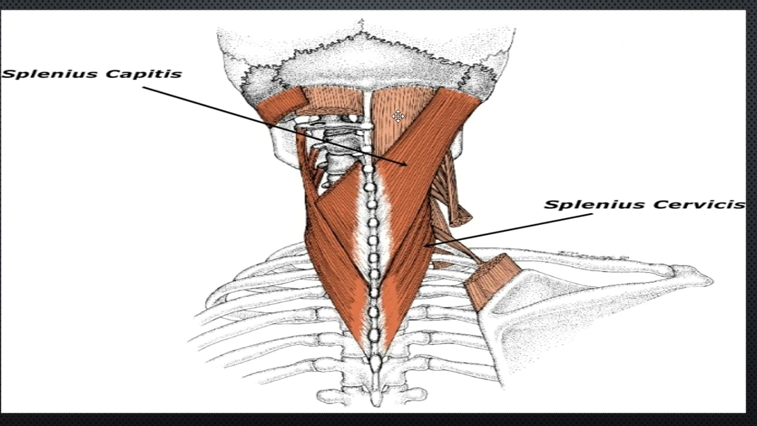Here is the semispinalis capitis. The action: when contracted on one side, the muscle rotates the head and neck to the corresponding side, and when the muscles contract on both sides, they pull the head and neck backwards. The nerve supply is the posterior rami of cervical spinal nerves C3 to C8.